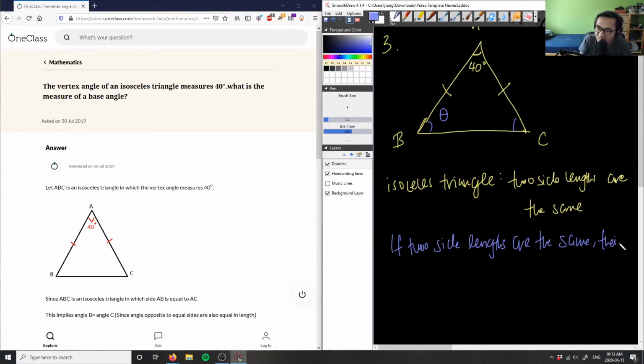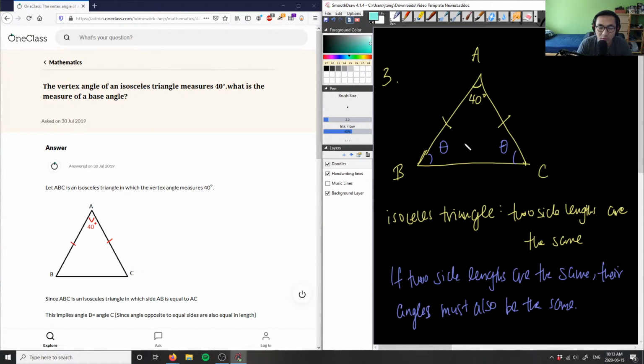then their angles must also be the same. So that means we know that this angle B here and angle C are going to be equal to each other. So we're solving for the same angle here, and they're going to be the same value. And if we know this piece of information, then the problem is very, very easy, right?